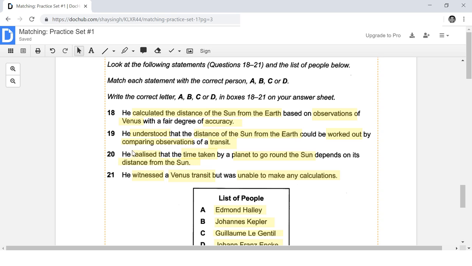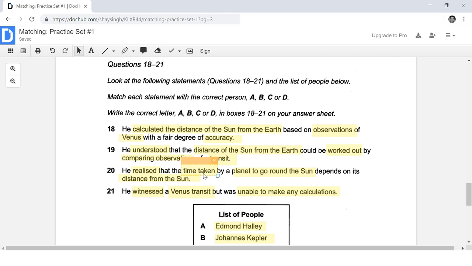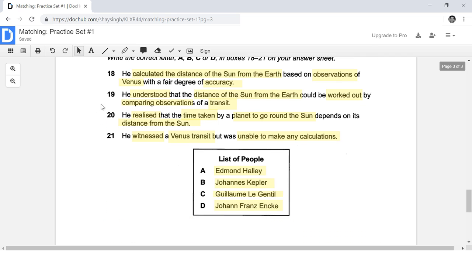Number 20, it says, he realized that the time taken by a planet to go around the sun depends on its distance from the sun. So this is going to be the correct answer because it's talking about how we can calculate the orbital speed by finding out the distance from the sun. So this is synonym language. It talks about how we can calculate the time taken. That can be seen as synonym language for orbital speed because the speed can tell you how long something is going to take, how much time it is going to take. So that is the correct answer for number 20. B is the right answer here.